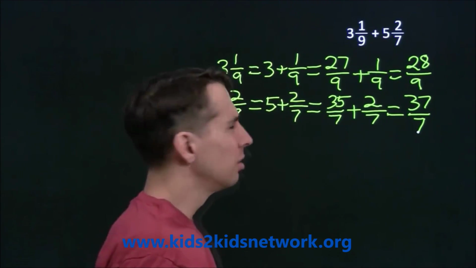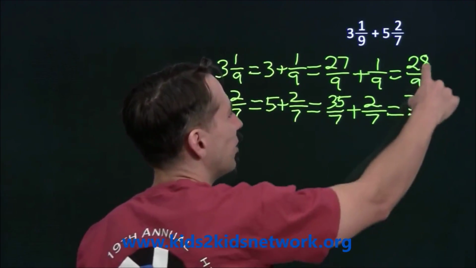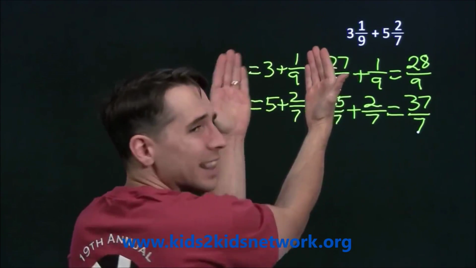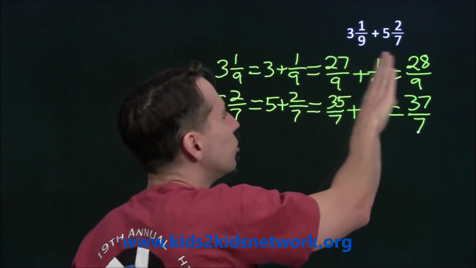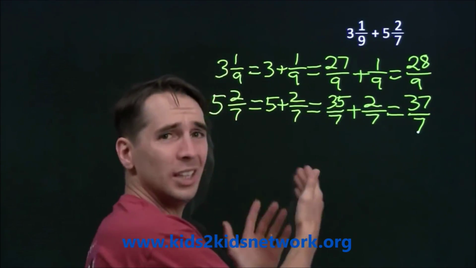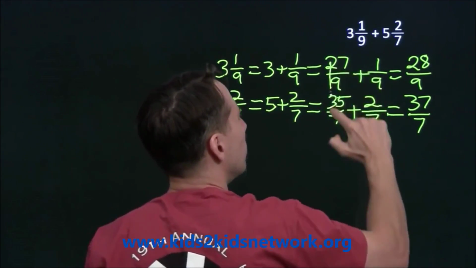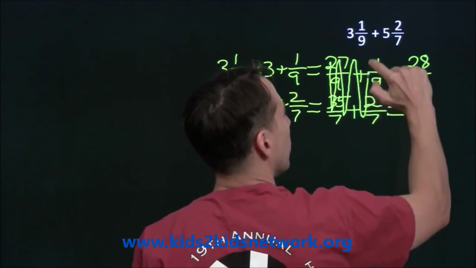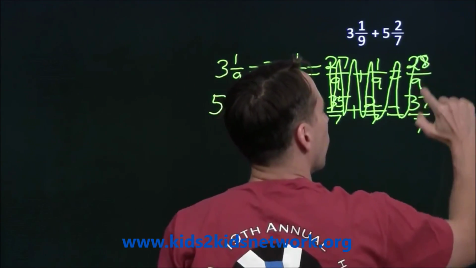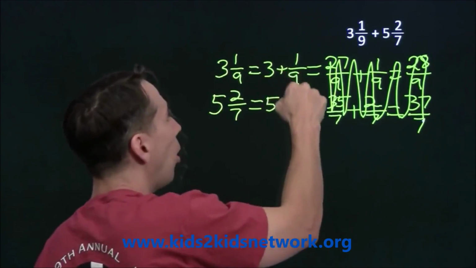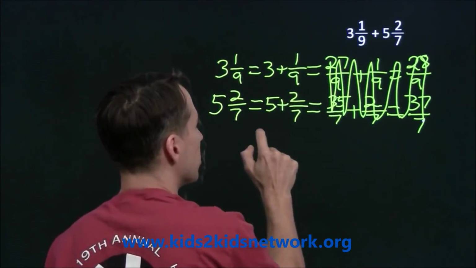Hey, wait a second. We don't have to add these. We can just add these. We didn't need to do all this. I mean, this is nice. We see how to turn a mixed number into a fraction, but we don't need that for this problem. So I'm going to go ahead and wipe that out. We don't need that at all because all we have to do is add these two numbers.